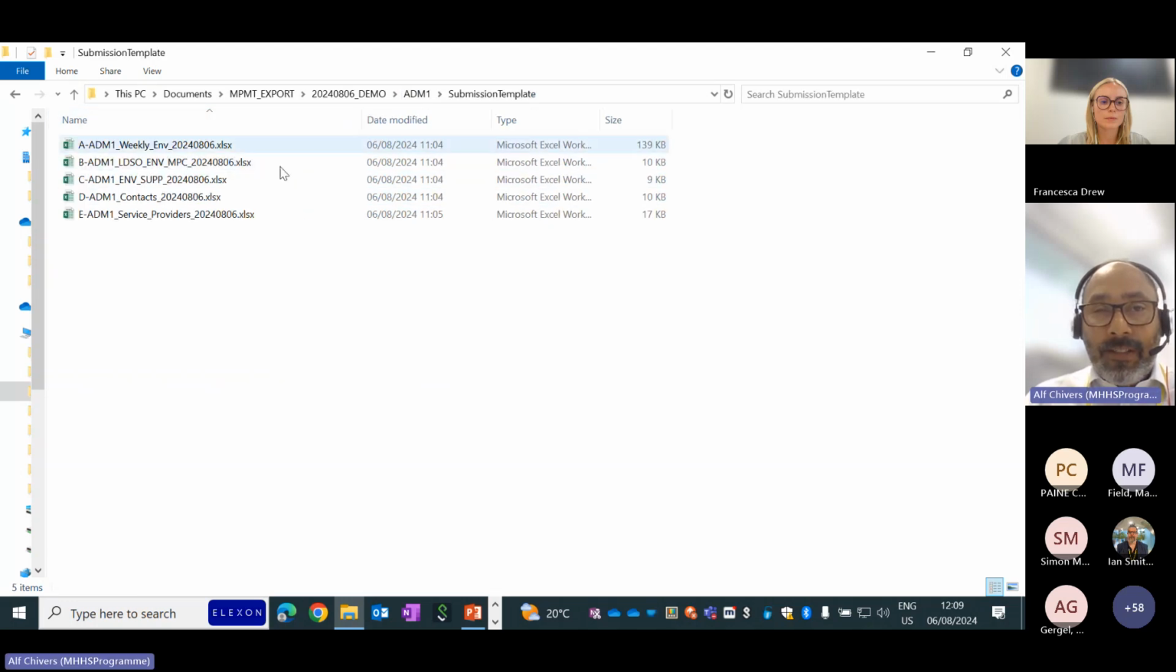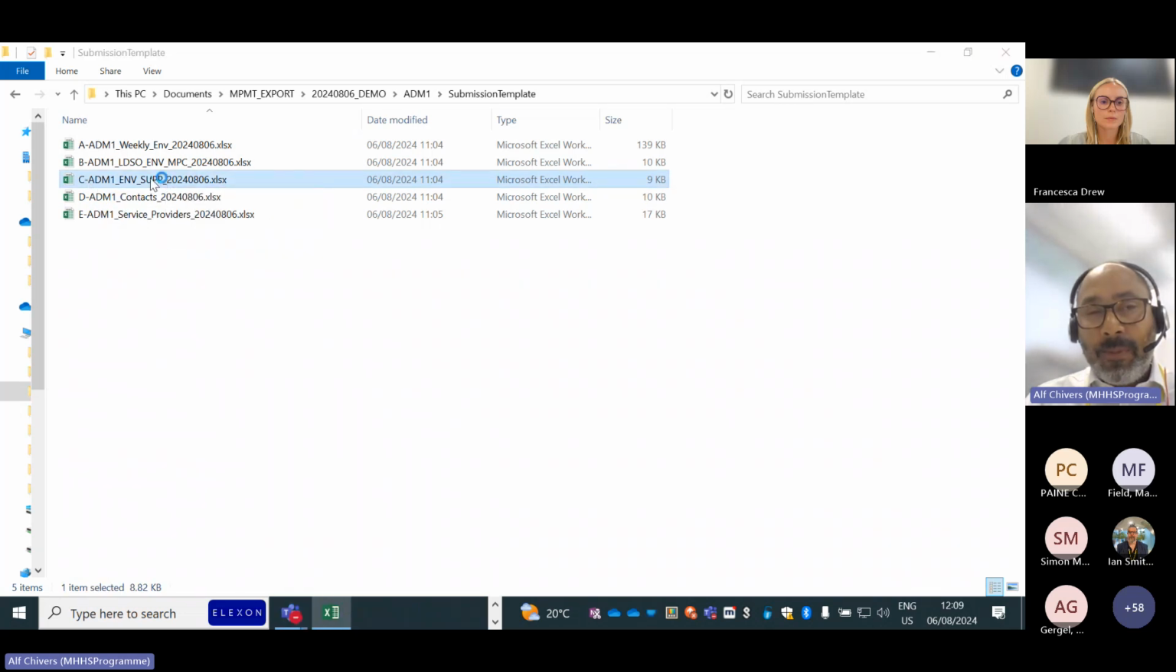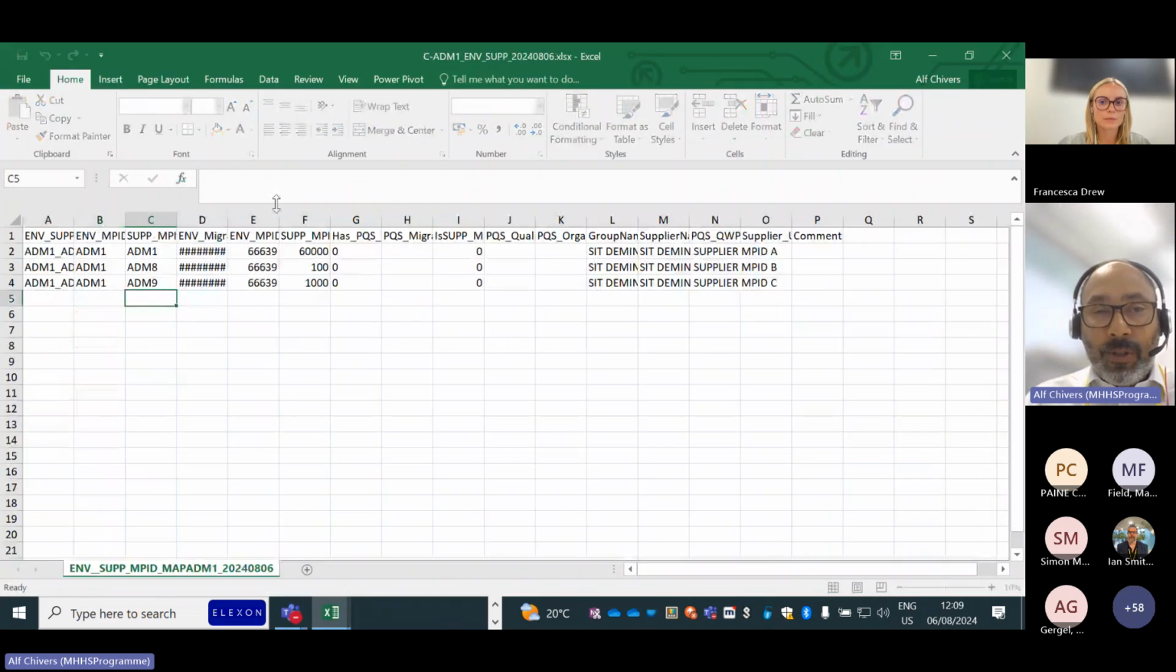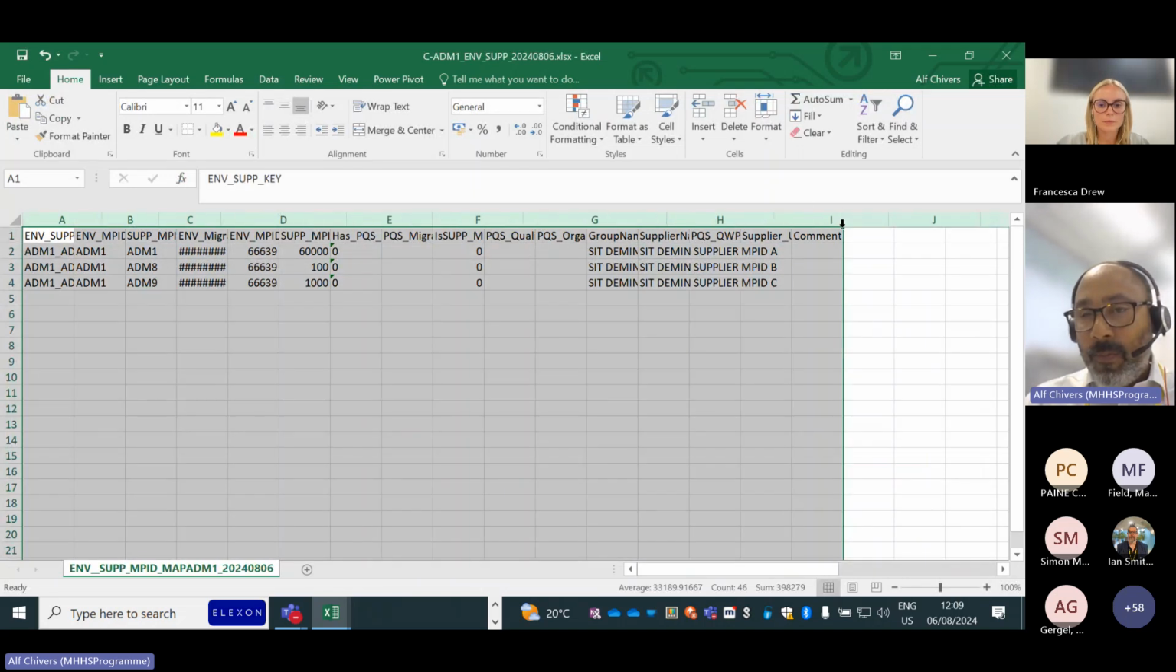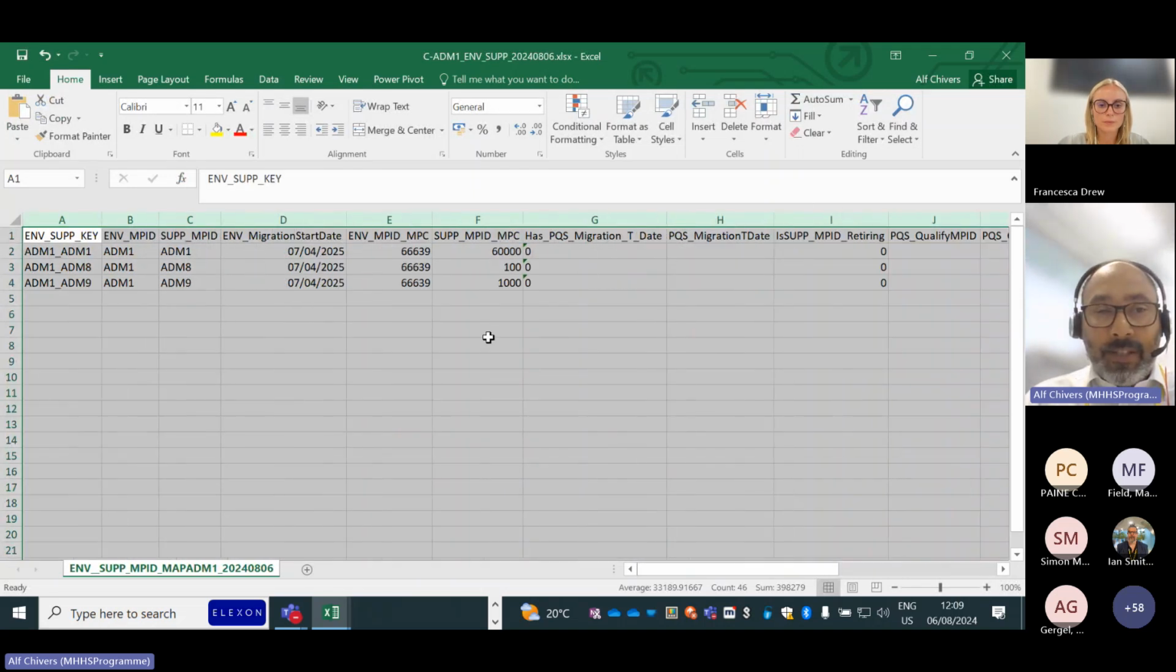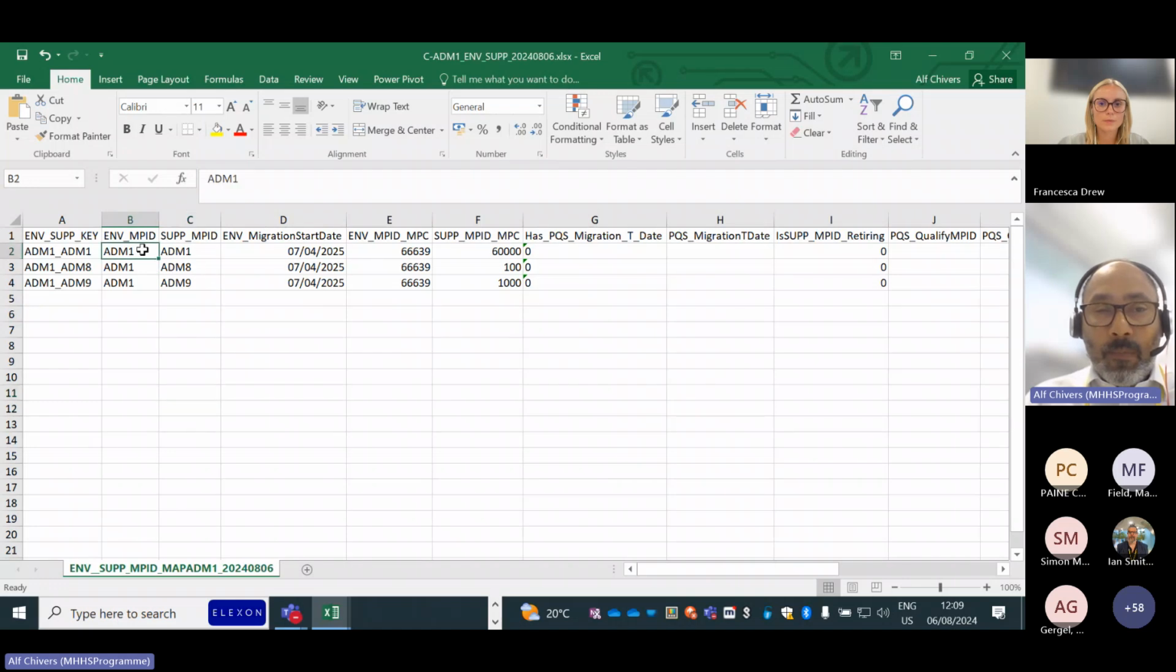So the first thing, same as yesterday, where we'd like you to start is looking at sheet C, which is the overview of that envelope, similar to that spreadsheet I showed you before, but this is what we send out, and it's unformatted. And here we can see for ADM1, the envelope MPID that we've aggregated under, because it's actually the largest presence that we've seen here. So we've chosen that one.